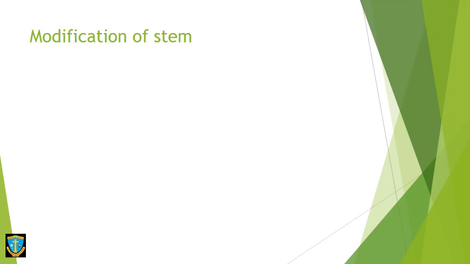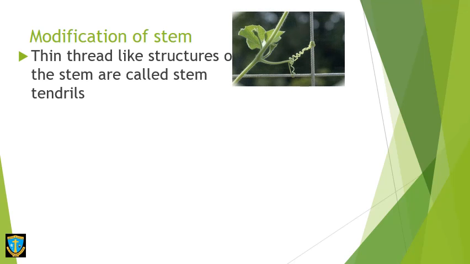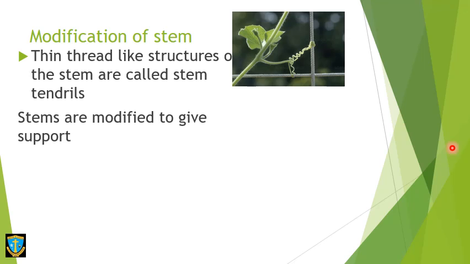There is also modification seen in case of stem. There are thin thread-like structures on some plants, for example gherkins, even cucumbers. These are called the stem tendrils. From the stem, the plant gives rise to tendrils, which hold on to or attach to different plants or structures for support. Why is this happening? Because it needs support. The stem is very weak.